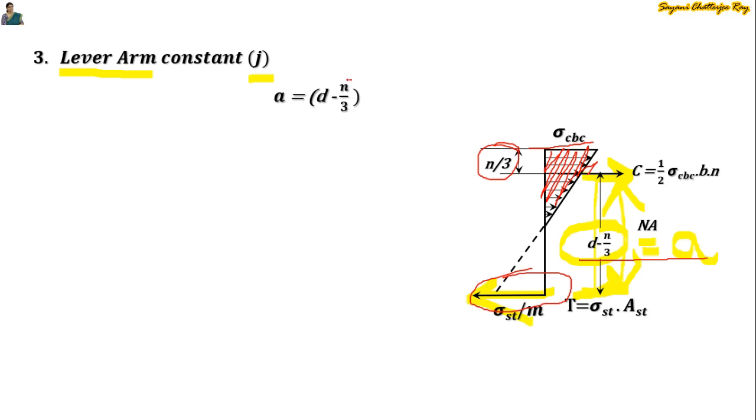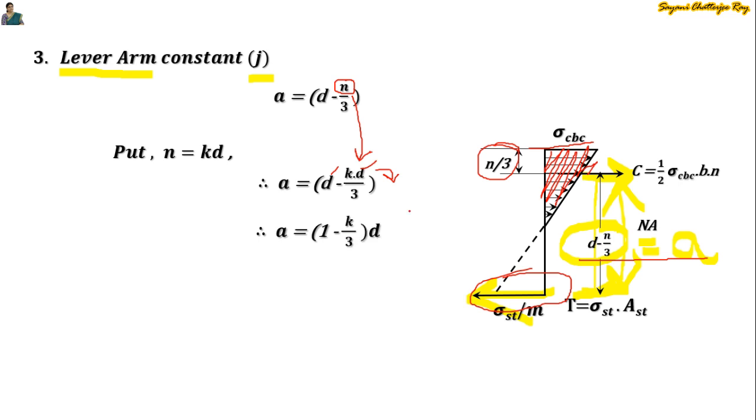Now put the value of n as kd. So we will put n equals to kd. So our equation will look like a equals to d minus kd by 3. So n is replaced by k multiplied by d. So I will take the d terms common and take it outside. So the equation will now look like a equals to 1 minus k by 3 into d.